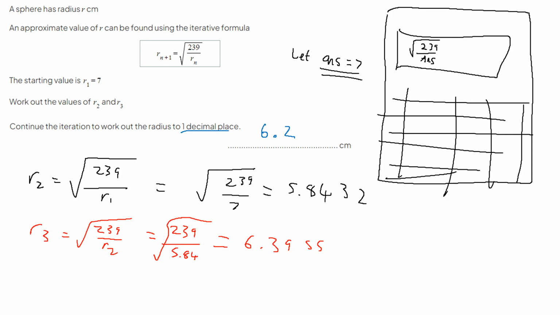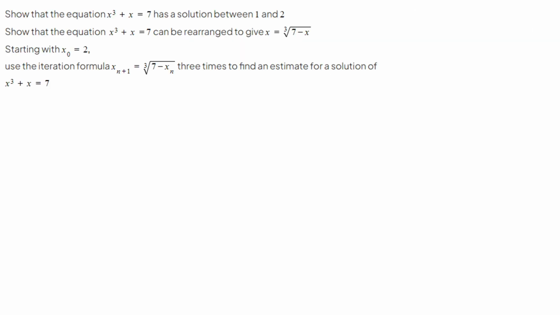We can even use iterative methods to solve equations. So first things first, show that this cubic has a solution between 1 and 2. What we're going to do is we're going to sub in 1 and 2 for this equation. So if f(x) is equal to x cubed plus x minus 7, sorry, we're going to make it equal to 0.